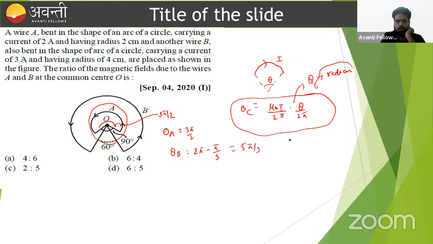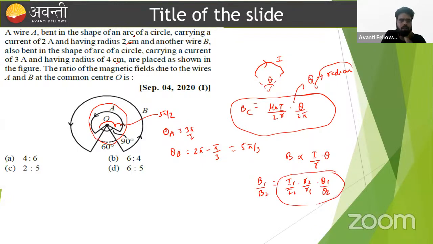And just use this formula, because radius is also given, 2 centimeter and 4 centimeter. B is proportional to I upon R into theta. If we want to find B1 upon B2, what we can say is I1 upon I2, R2 upon R1, and theta 1 upon theta 2. Put in the values and we will get the answer. One has radius 2 centimeter, another has radius 4 centimeter. Current is 2 ampere, another current is 3 ampere.